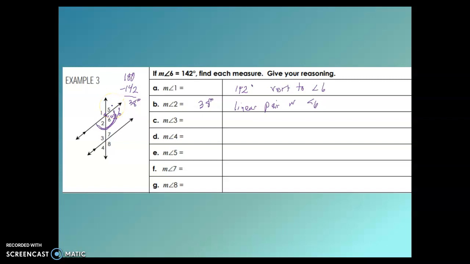So I got you started. You can see if you can finish that. Remember, all of your angles will either be 142 or 38, those two numbers. You shouldn't have any other numbers. They're either supplementary or they're congruent based on what you already learned previously in this video. So do your best to finish that.